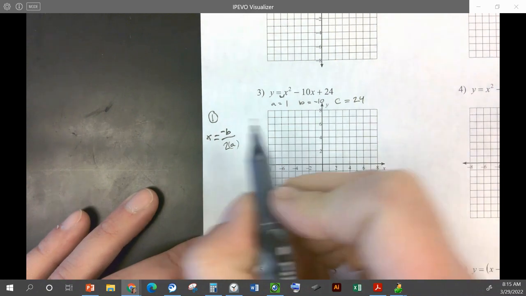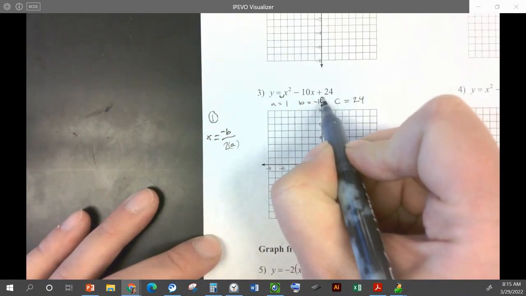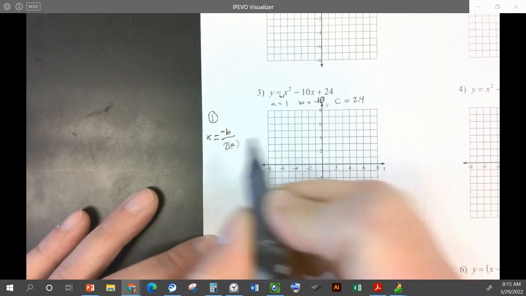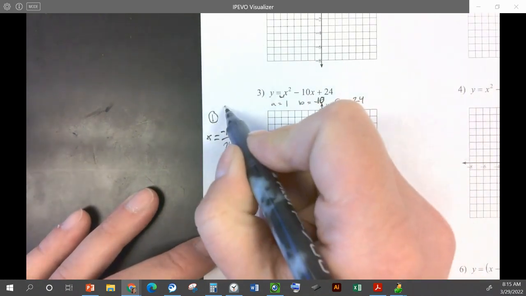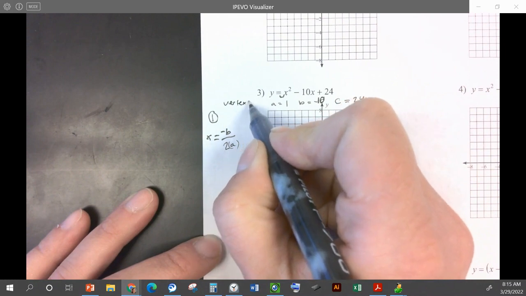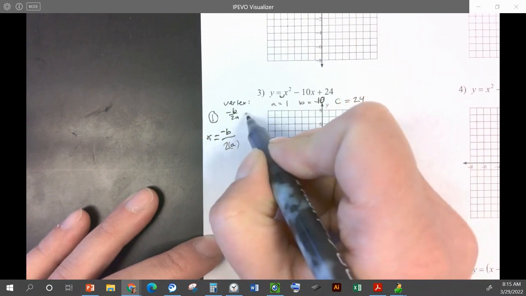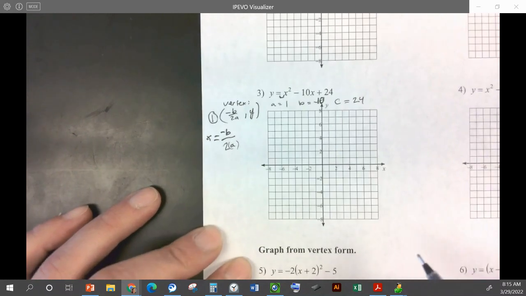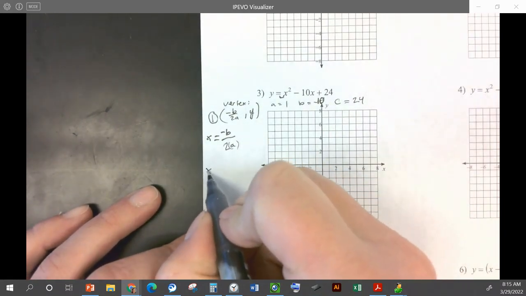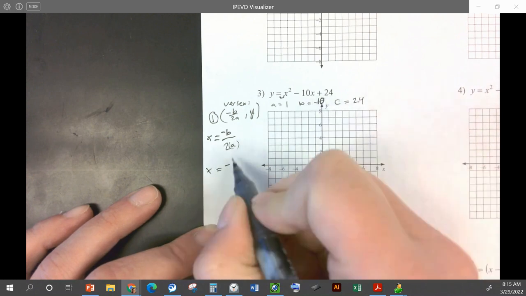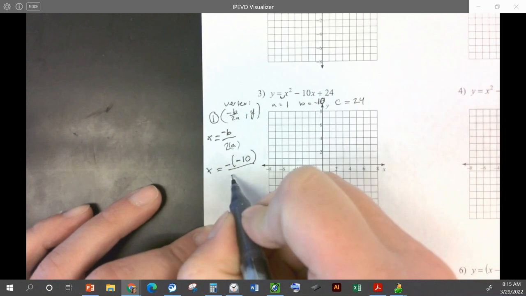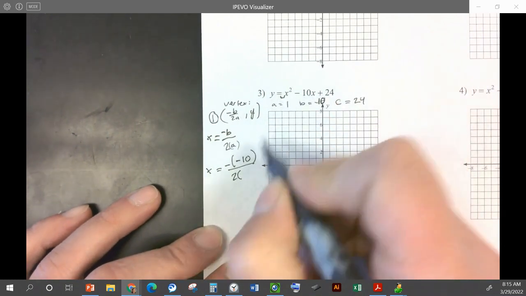We need negative b over 2 times a. That's the x coordinate of our vertex. So our vertex is negative b over 2 times a, comma, y. So we need x. X is negative b, b is negative 10, over 2 times a. A is 1.